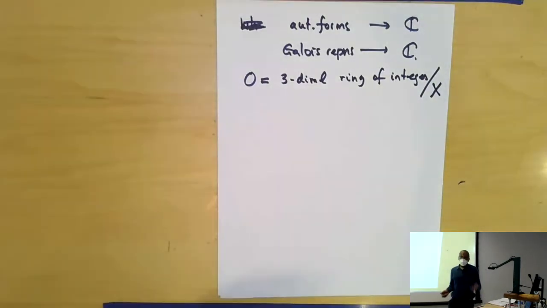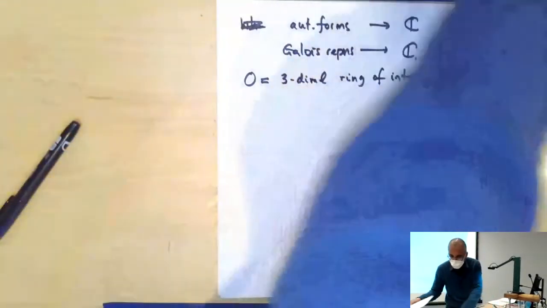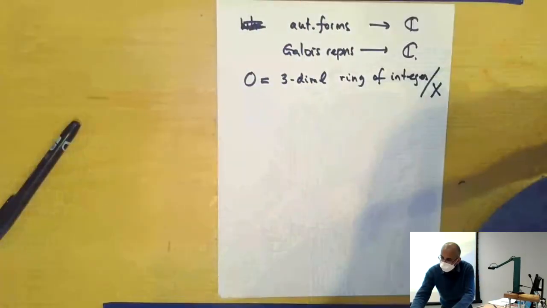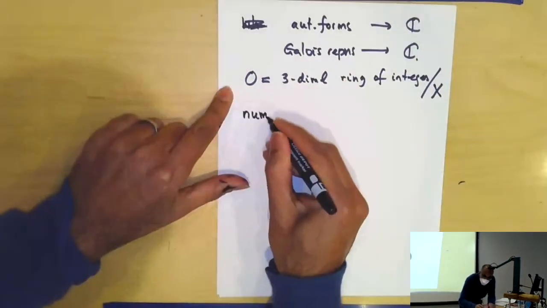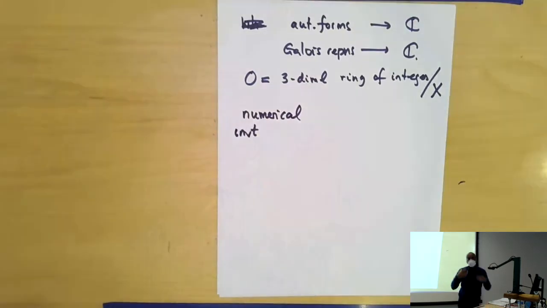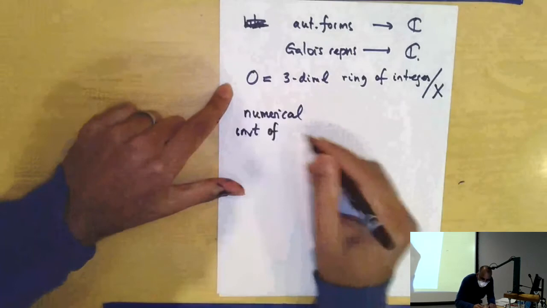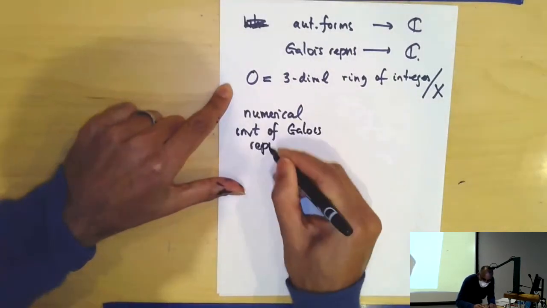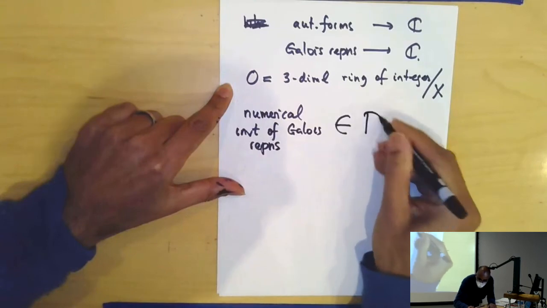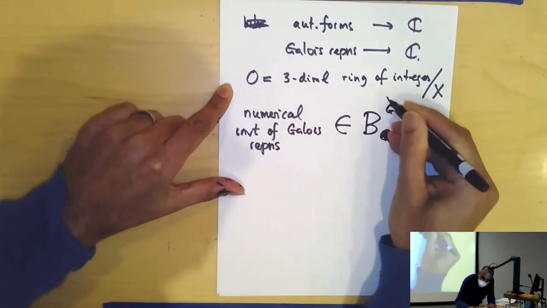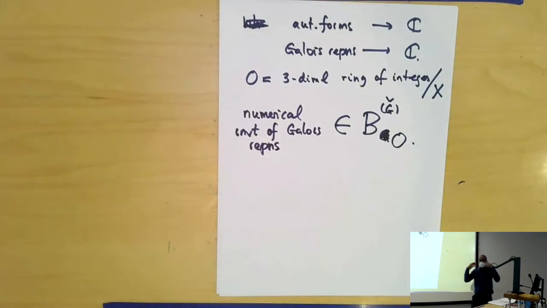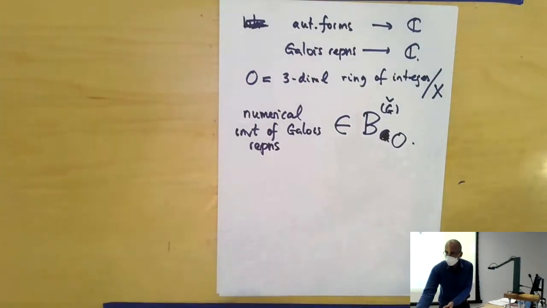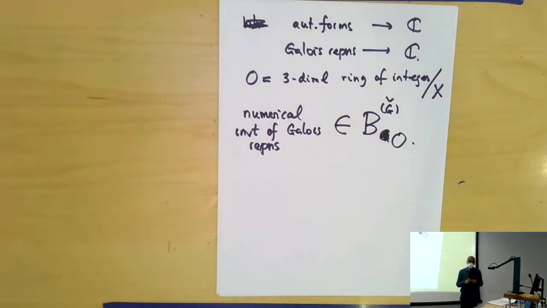Okay, so where does a numerical invariant of Galois representations come from? We have already encountered it in the talk. Okay, I wrote it down. It's part of the Langlands bijection. In my bizarre formulation of the Langlands bijection, it was one side. So a numerical invariant of Galois representations is a way of assigning to each Galois representation a number, and it belongs to B_G of O. This was the definition, this other side of the Langlands correspondence, which I defined to be something like functions on Galois representations.